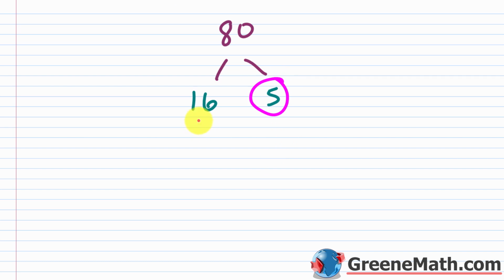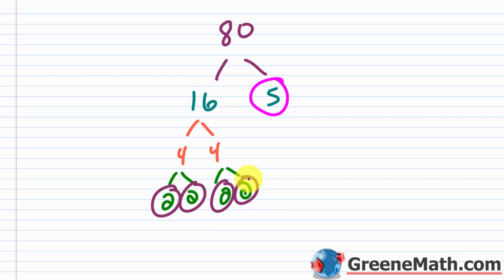For 16, it's not prime. I could say this is 4 times 4, and then you're going to check, neither of those is prime. And so this is 2 times 2, and then this is 2 times 2. And so you're going to circle these. Those are all prime numbers. So this gives me that 80 is equal to 2 times 2 times 2 times 2, so 2 to the 4th power, times 5.